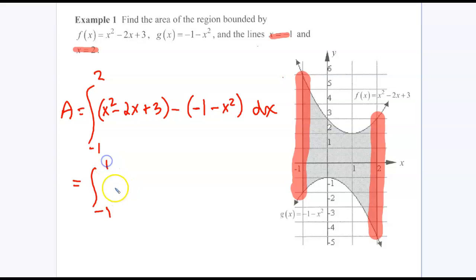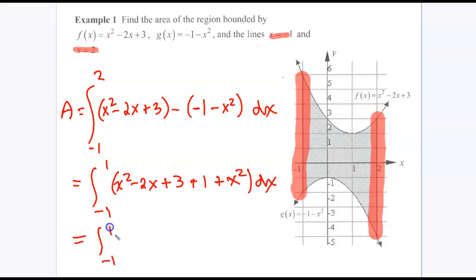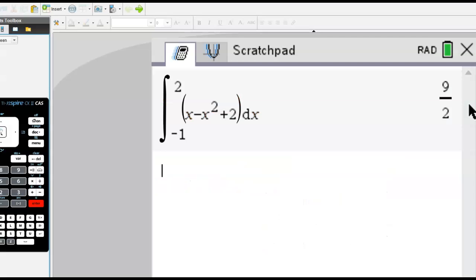So we can clean this up a little bit. This would be x squared minus 2x plus 3 plus 1 plus x squared dx. And I would have 2x squared, if I collected like terms, minus 2x plus 4 dx. And now we'll go to technology.